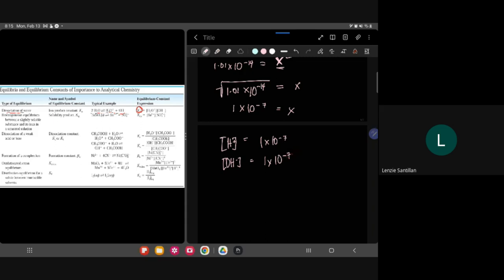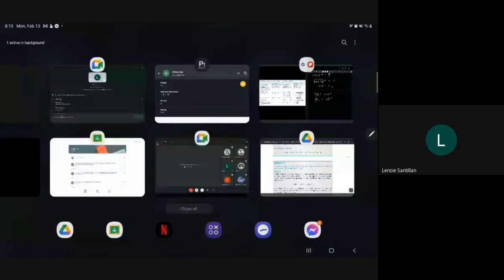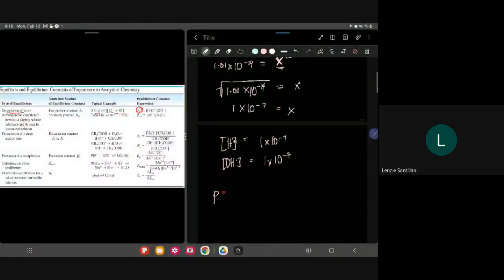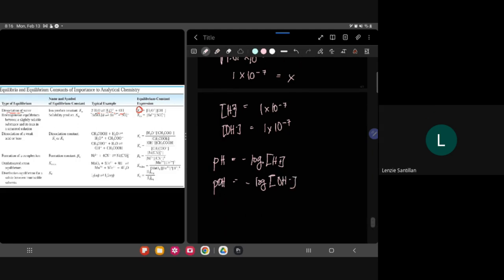So, ano yung importance nito? Kung napanood niyo yung video ko about pH, a formula of pH, ano formula ng pH natin? Is negative logarithm of hydrogen ion. Okay? And your pOH is negative logarithm of your OH ion. So, ito yung formula natin ng pH. And having this as a value, malalaman nyo kung ano yung pH.